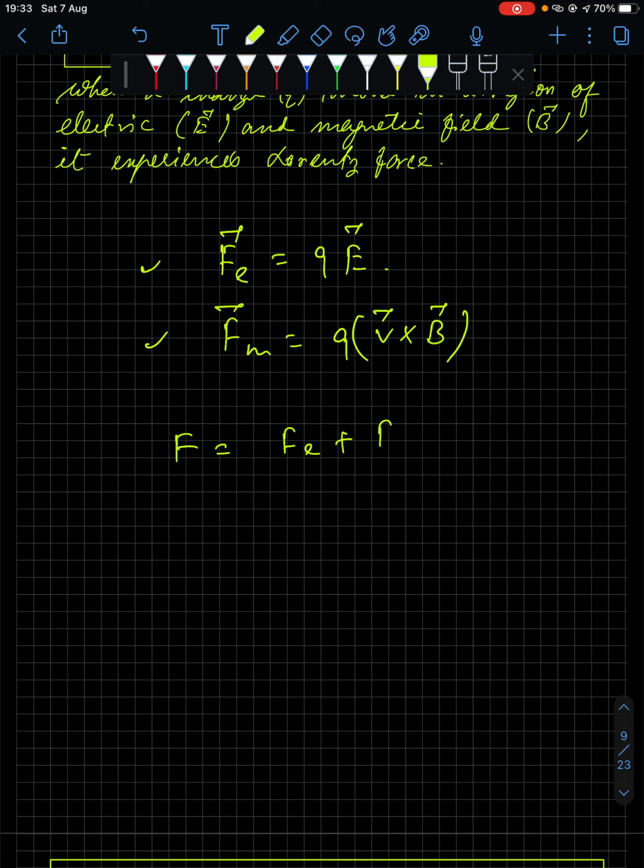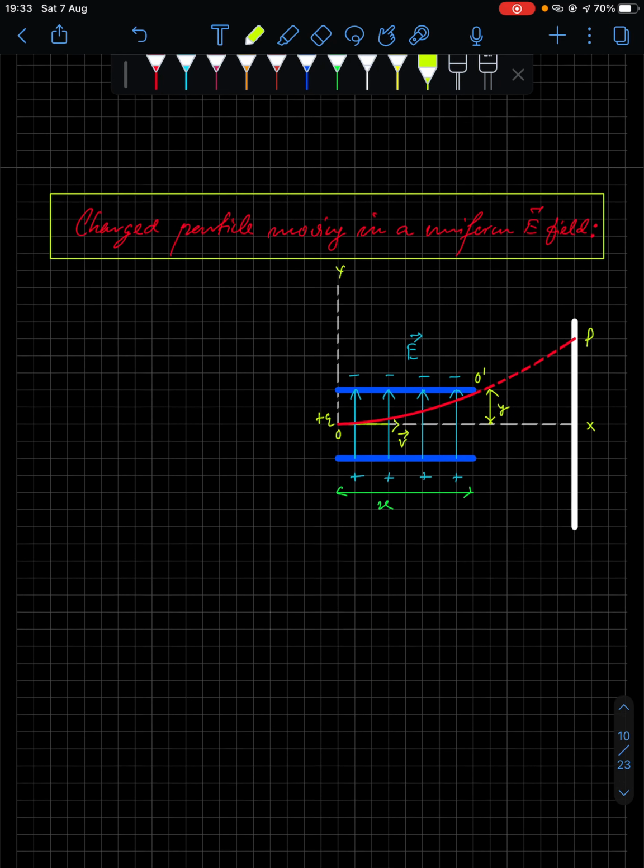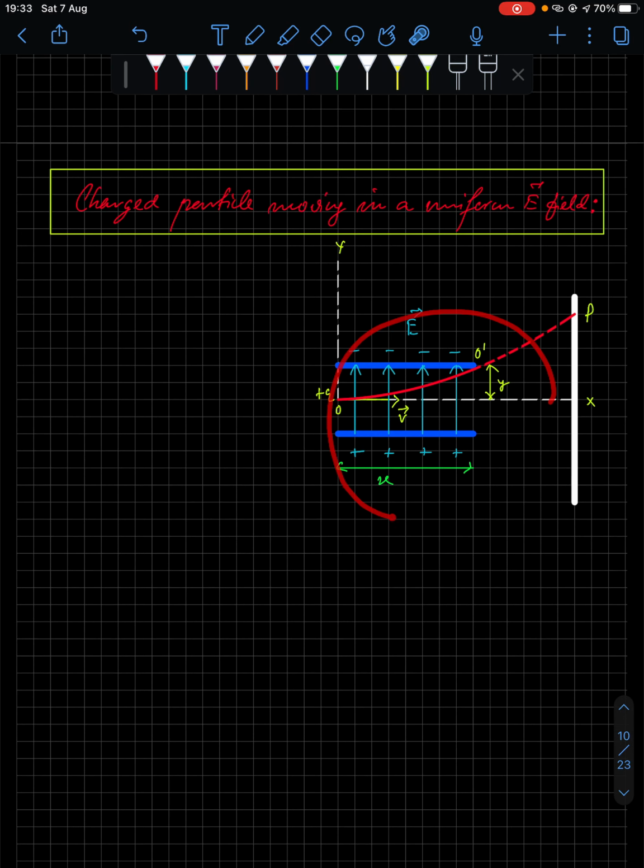Now Lorentz force is the sum of these two forces, that is Fe plus Fm. Clear? So when you take Q common, you get Q(E plus V cross B). So this is your mathematical relation for Lorentz force. Now we will see what happens when a charged particle moves in a uniform electric field and then in a magnetic field.